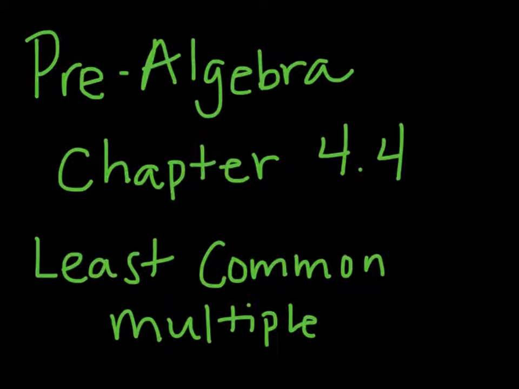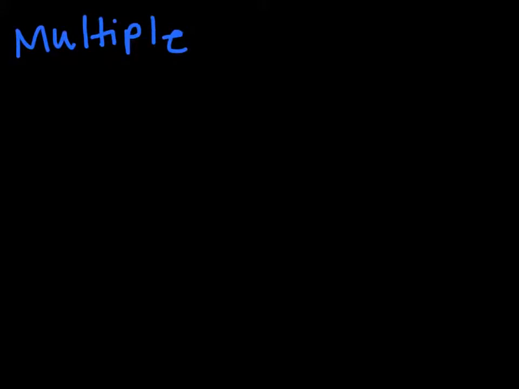Let's get started. A multiple of a whole number is the product of the number and any non-zero whole number. For example, the multiples of 7 would be 7 (7 times 1), 14 (7 times 2), 21 (7 times 3), 28 (7 times 4), and so on. If a multiple is shared by two or more numbers, we call it a common multiple.